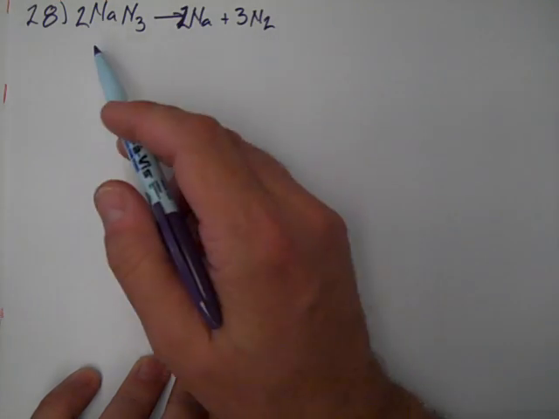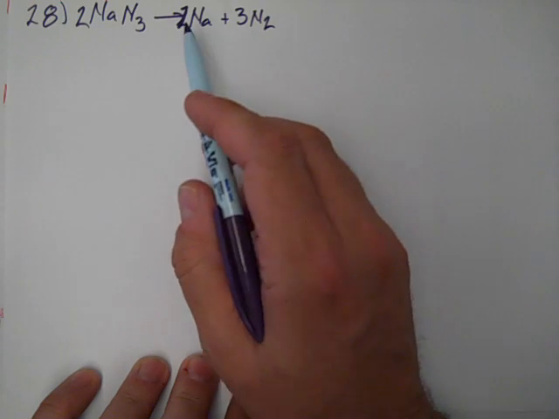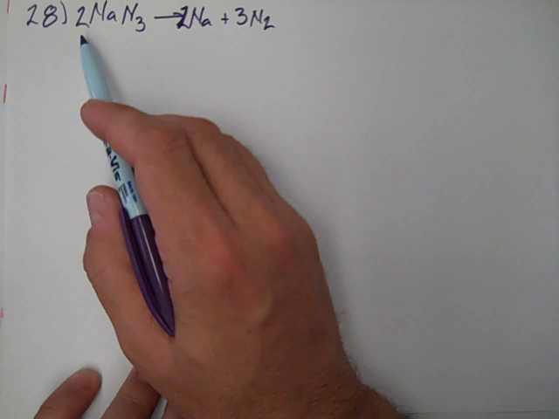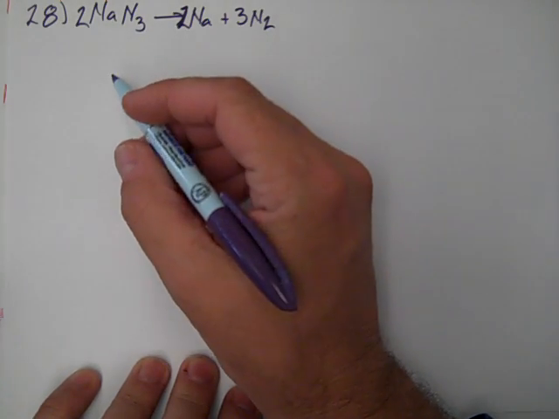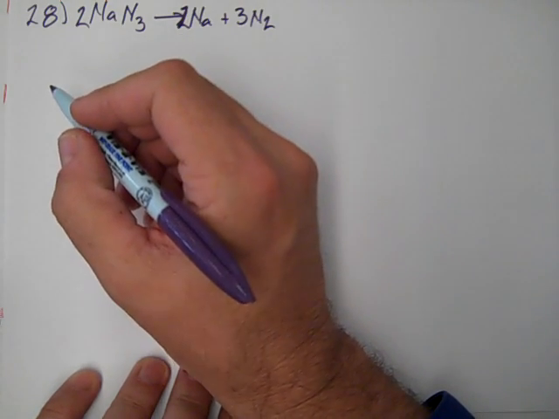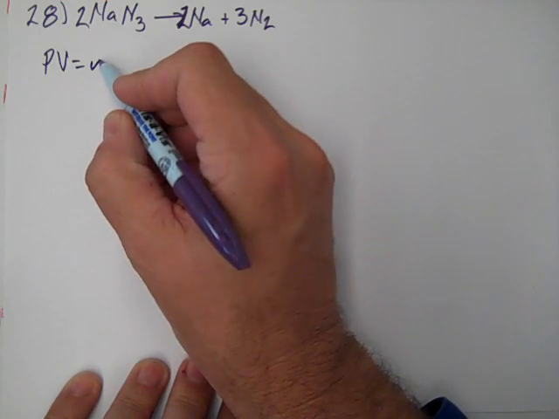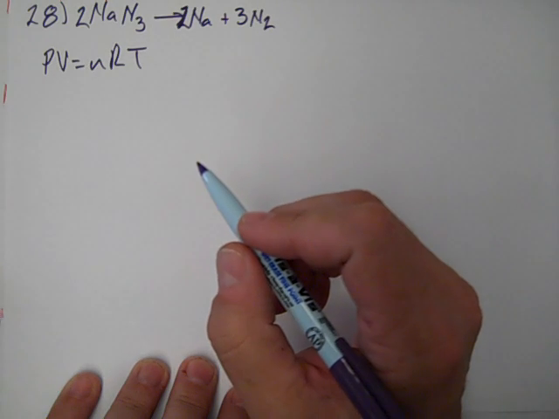Anytime we're dealing with a chemical equation, we need to know moles, because that's what the coefficients tell us. 3 moles of nitrogen came out of 2 moles of sodium azide. So I'm going to need to find moles. And the best way that I have of finding moles happens to be the ideal gas law, PV equals nRT, where n is the number of moles.